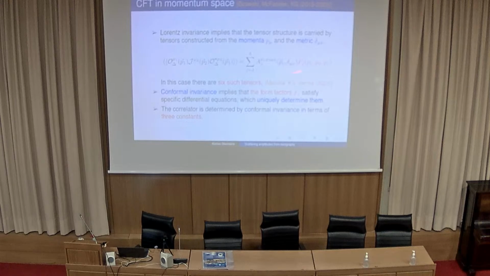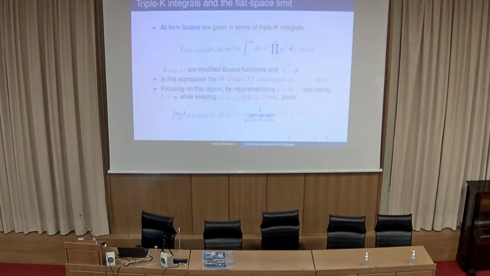And these form factors are given in terms of so-called triple-K integrals of this form. I have an integral that involves 3 modified Bessel functions. And these integrals depend on 4 numbers, alpha, beta 1, beta 2, and beta 3. These are the indices, and they are essentially determined by the dimensions of the dual operators. Okay, so if you're given the dimensions, then you get these integrals, and then the correlator is given in terms of these objects.